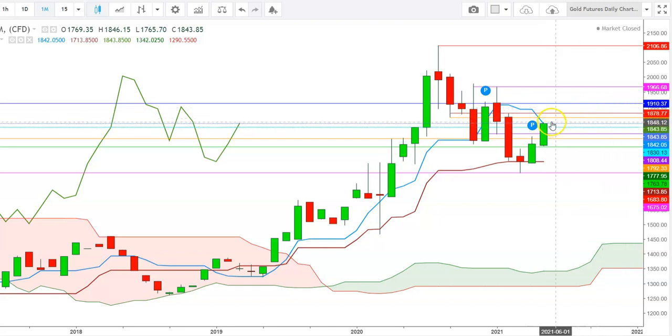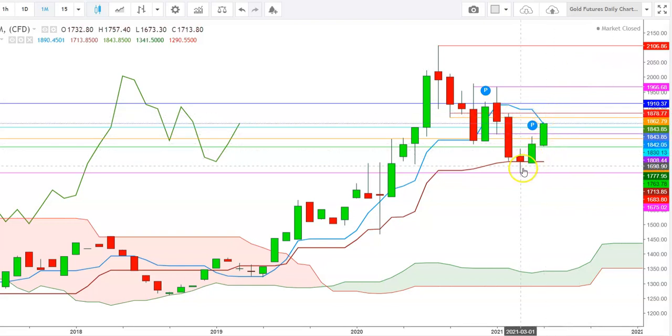So friends, here I find that the level of $1848 could provide an immediate resistance for gold futures in a monthly time frame, and the immediate support for gold futures could be at the level of $1830, which could provide strong support to gold futures. The next resistance for gold futures will be at the level of $1862, and the second resistance will be at the level of $1878 for this month.